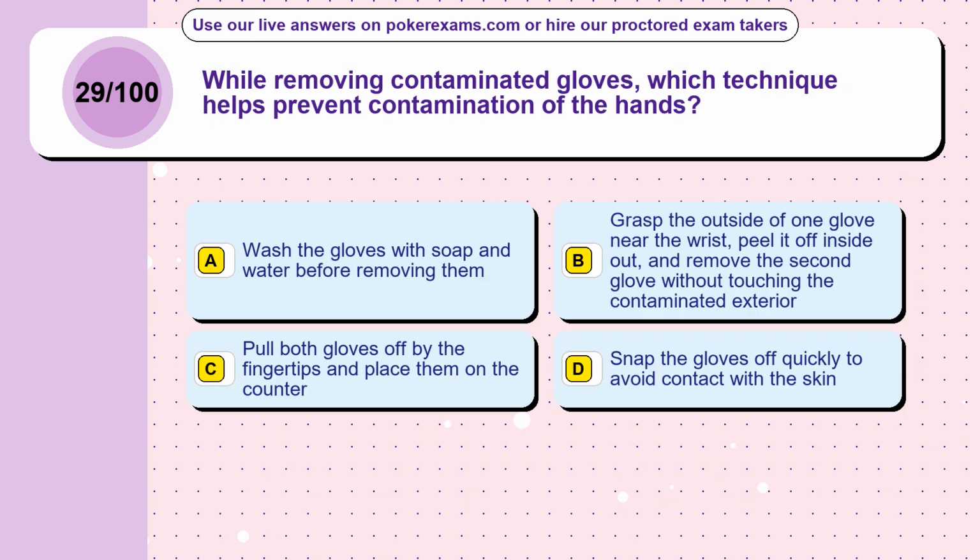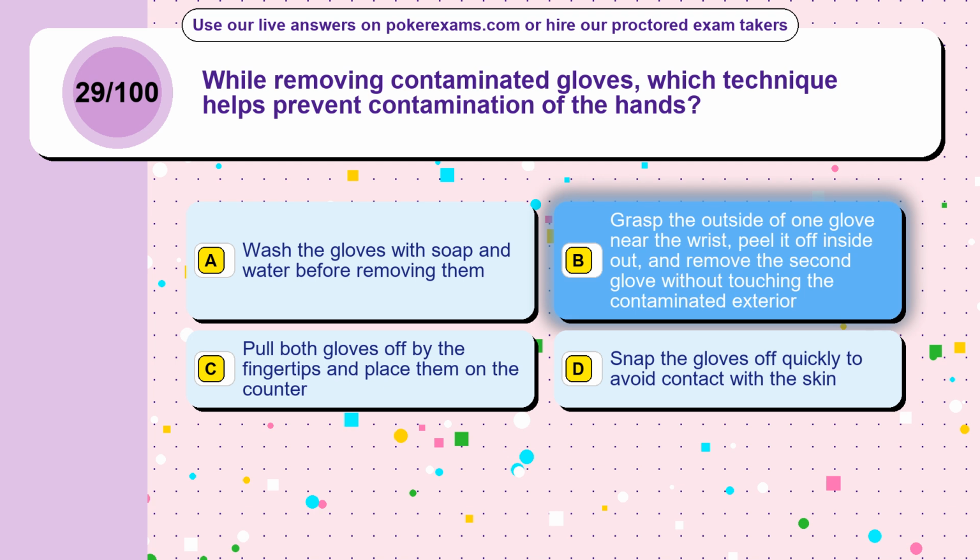Question 29. While removing contaminated gloves, which technique helps prevent contamination of the hands? Option A. Wash the gloves with soap and water before removing them. Option B. Grasp the outside of one glove near the wrist, peel it off inside out, and remove the second glove without touching the contaminated exterior. Option C. Pull both gloves off by the fingertips and place them on the counter. Option D. Snap the gloves off quickly to avoid contact with the skin.